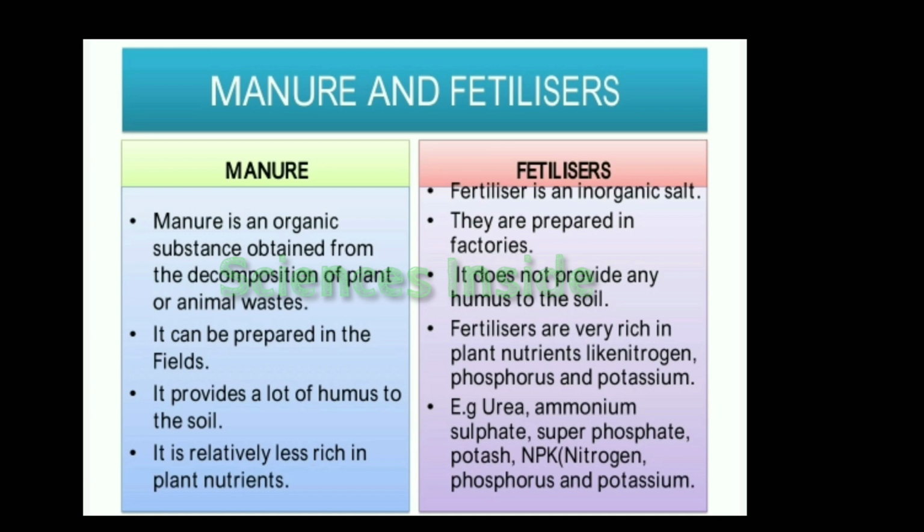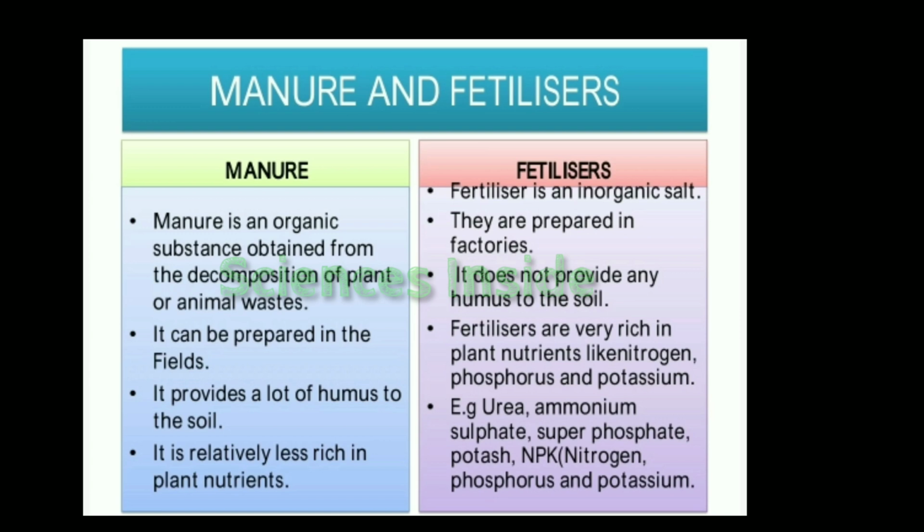Manures are less rich in plant nutrients, whereas fertilizers are very rich in plant nutrients like nitrogen, phosphorus and potassium. And certain fertilizers are urea, ammonium sulfate, superphosphate, potash, NPK. Remember NPK. NPK is nitrogen, phosphorus and potassium. Manures are quite bulky and difficult to transport, whereas fertilizers are less bulky and are easy to transport.